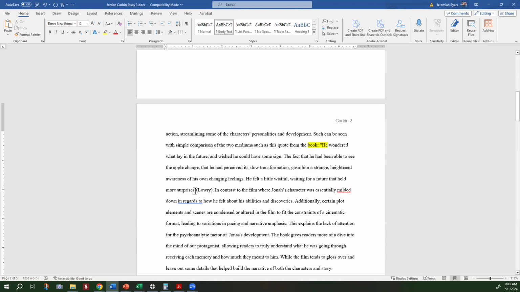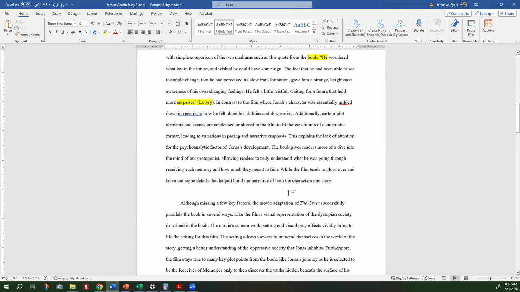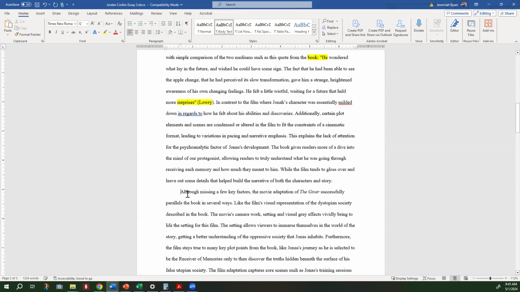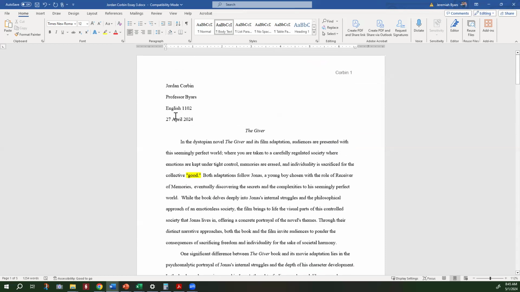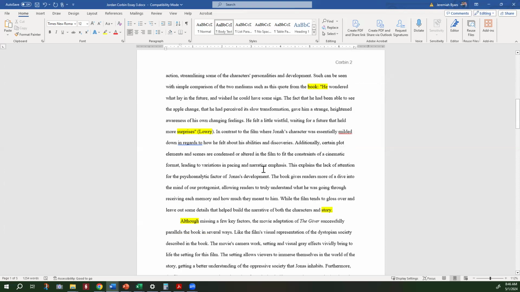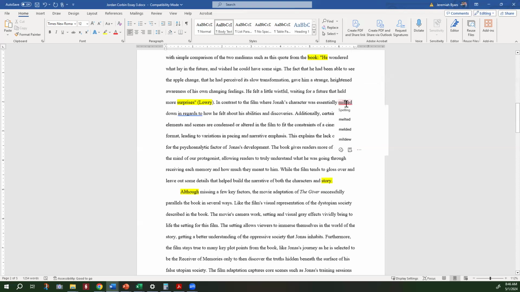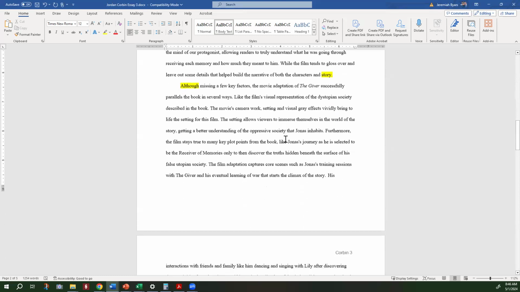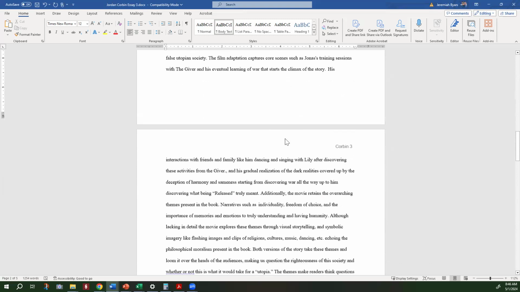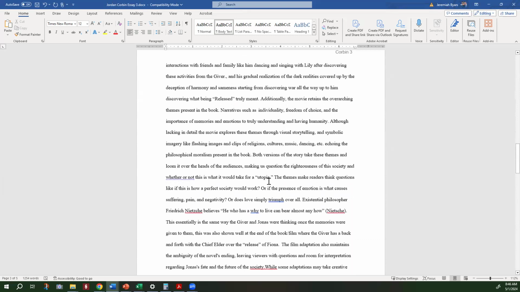You need to have a space between the quotation mark and the parenthetical citation. That is an error. You have a random space between these paragraphs. That should be deleted. That is an error. And up here, when I had this spacing issue, I had this highlighted. This was an error. Melted down in regards to how. So that was just a word that was wrong. You did it correct there. It's good.